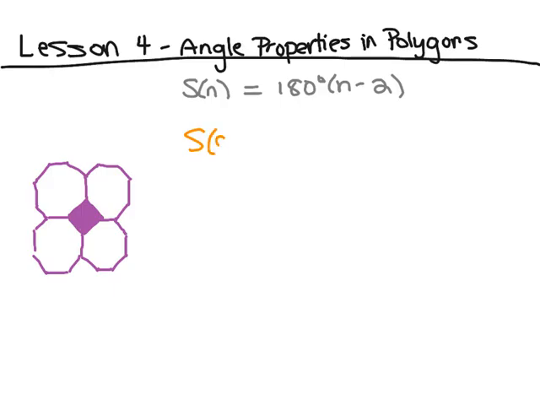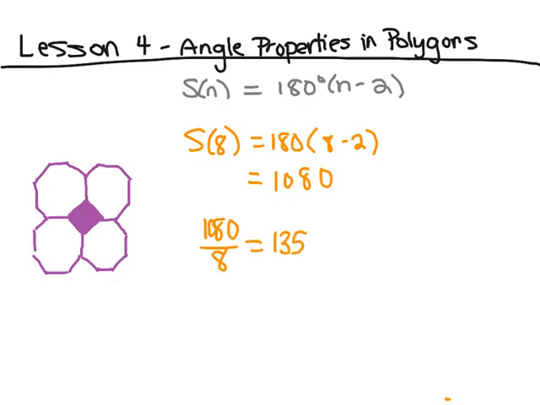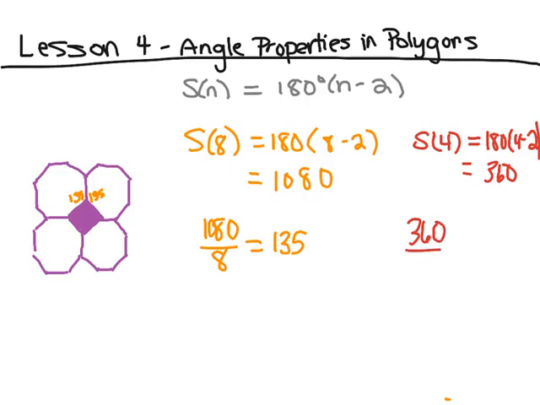So we have the sum of an 8-sided figure, so 180 times 8 minus 2. 8 minus 2 is 6, times 180 is 1,080. And there's 8 sides, so 1,080 divided by 8 is 135. So that would mean that this is 135 and this is 135. Now we can do it for a square, so 4 sides. 4 minus 2 is 2, times 180 is 360, and 360 divided by 4 is 90. So that would mean that this angle right here is 90.